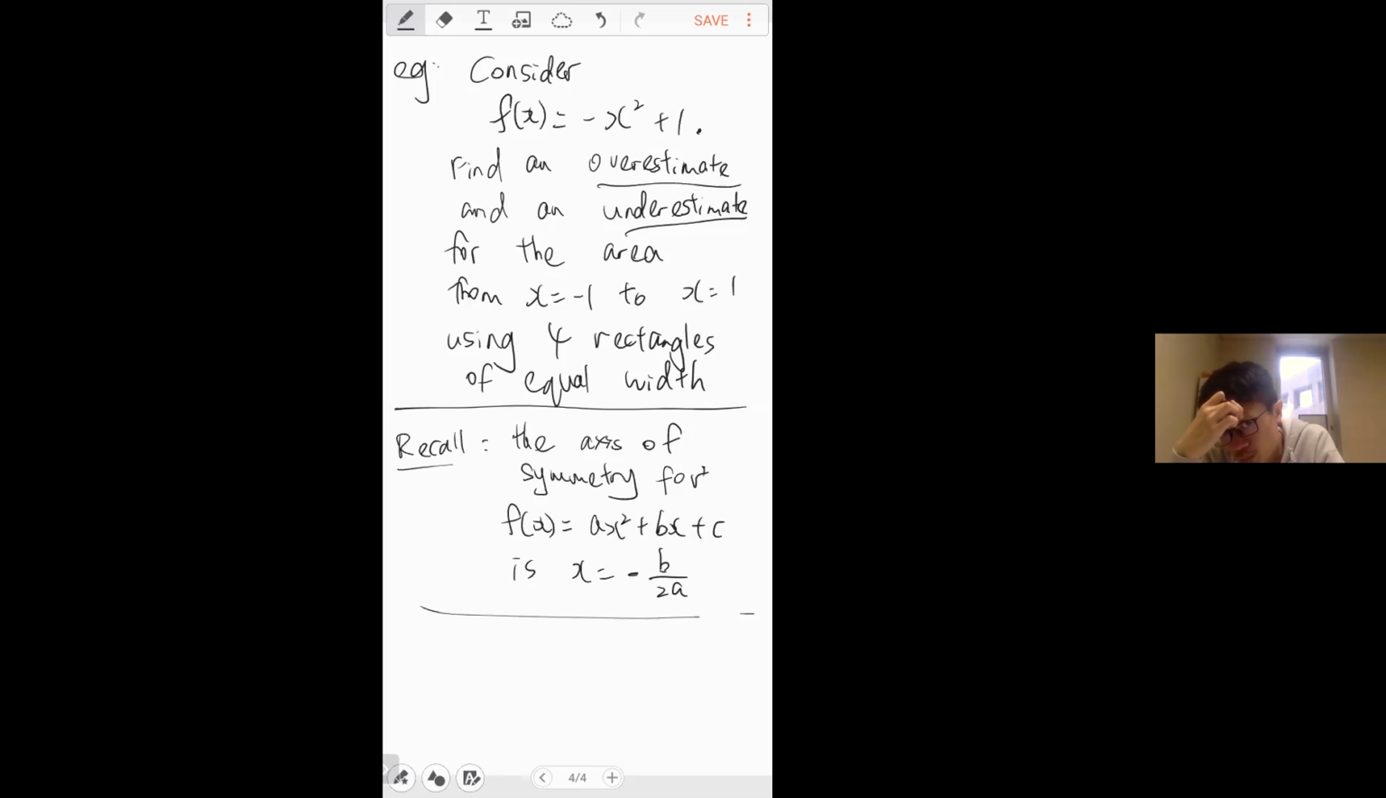So what is a vertex? What is the axis of symmetry of the function in the question? So what is a, what is b, what is c? Okay, a should be -1. So a is the coefficient of x squared, which is -1. B should be 0.